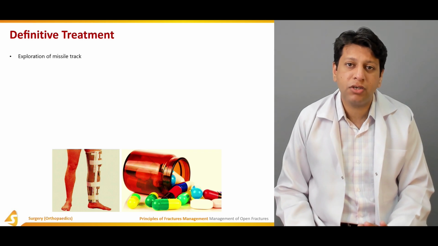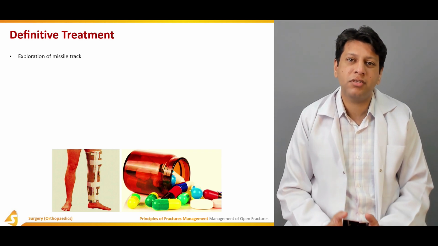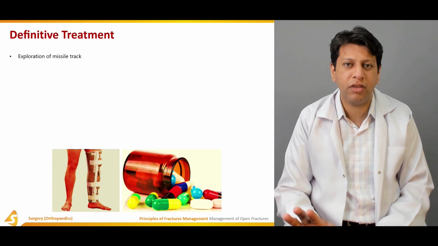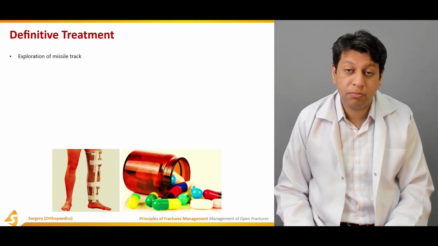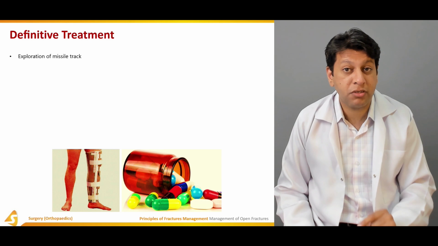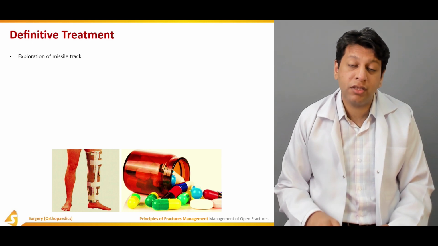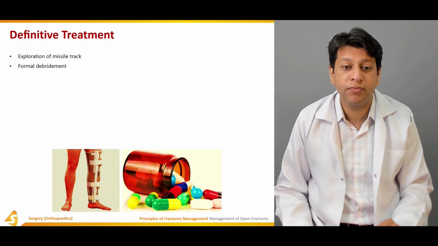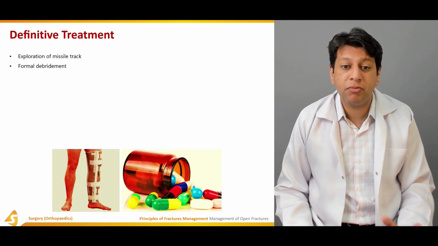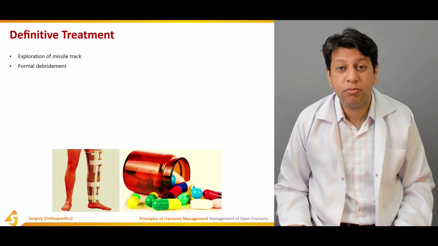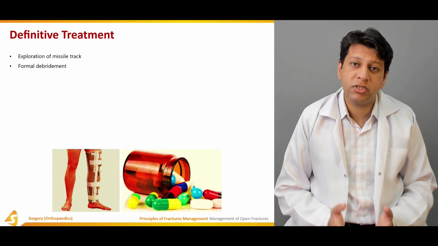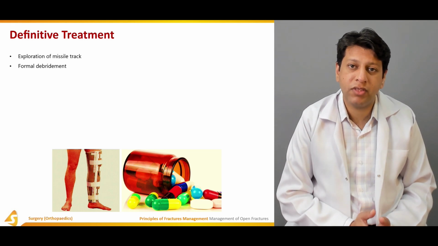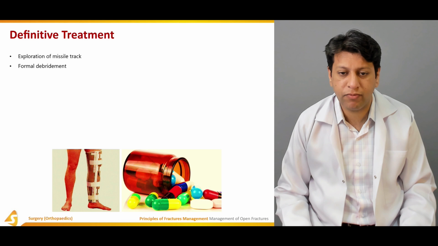We need to make sure that if the patient is vitally stable and the bullet has lodged somewhere, we can leave it as such, unless the bullet has lodged into the joint space. If the bullet is in the joint, then we have to take the bullet out. Then formal debridement has to be done. As it's an open wound, first and foremost, once the patient has been stabilized and we have given the antibiotics, then comes the debridement of the wound.